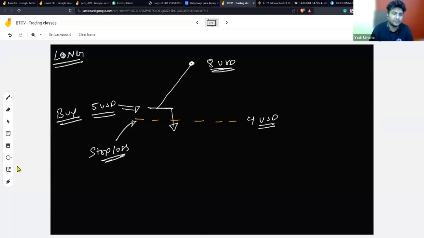Now what will happen at this price? Of course, if the market moves up, everything is good. You will book your profit at $8. But if the market goes down, then what will your stop loss do? It will quickly sell your coins at a little bit lower price, and you will end up in loss, but that loss will be limited. It will be only somewhere less than 5%, as I said. It will be less than 5%, this loss.